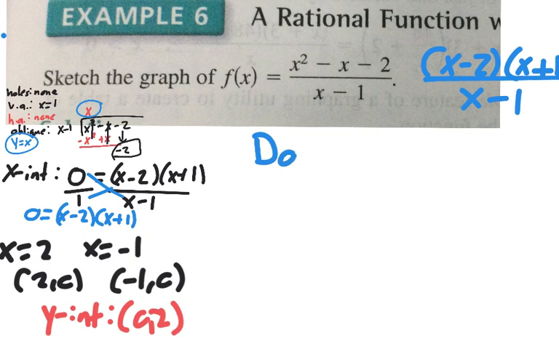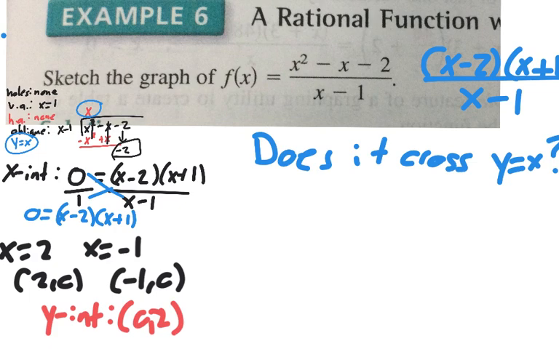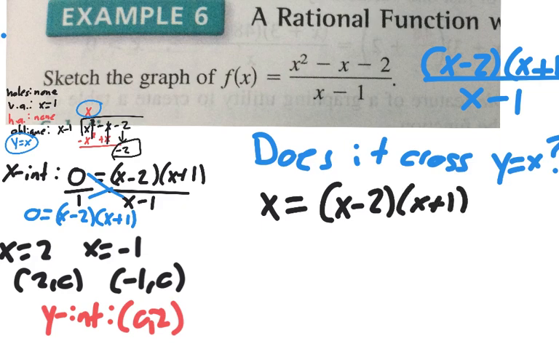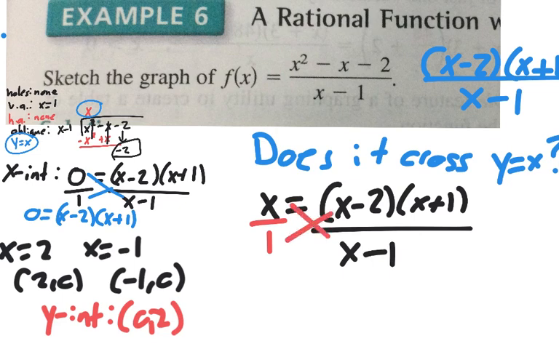And then lastly, we want to know, does it cross? We normally check the horizontal asymptote. Well, this time it's going to be the oblique asymptote, y equals x. Does it cross the line y equals x? So what is my y value equal to? x. So we plug x in. That tells me x equals, and I'm going to write the factored form, x minus 2 times x plus 1 over x minus 1. Okay. Maybe I shouldn't have written the factored form.